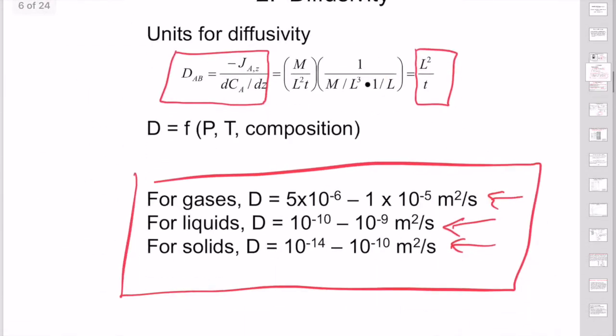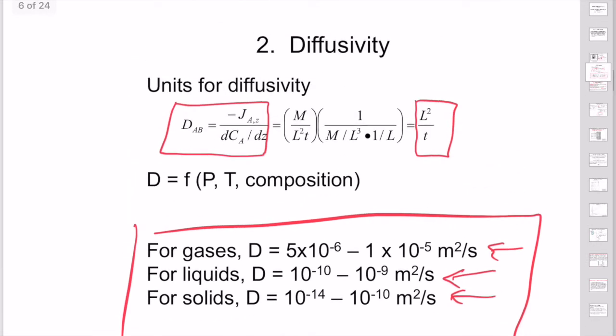Where is it? Here. I'm sorry for going all over the place. The diffusivity, remember, is L squared over T.